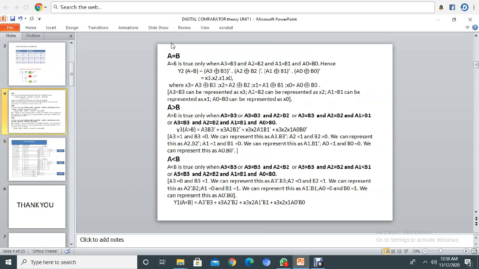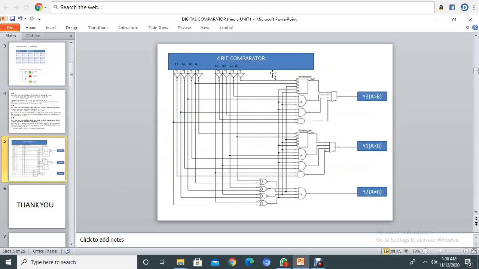You see here, A is equal to B. That is, Y2 will be 1 when X3 is equal to 1, X2 is equal to 1, X1 is equal to 1, X0 is equal to 1. The product of X3, X2, X1 and X0. So you see the diagram here. This is Y2, the product of X3, X2, X1, X0.